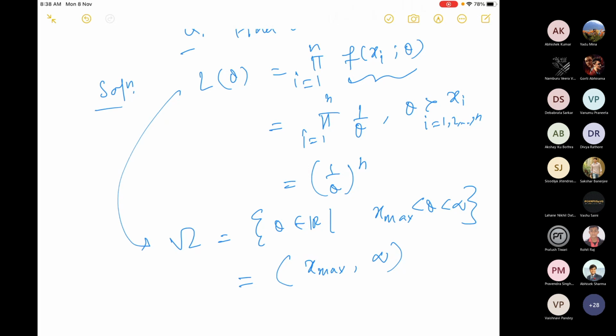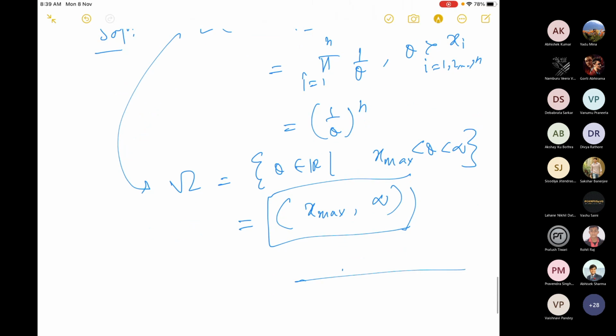Now see here, depending on the sample data, you get your parameter space. So this is my real line. You can observe these values. Let's say the maximum is x max here, and then your domain is from this point up to infinity. Whatever the sample you get, accordingly you get this x max. So the parameter space changes depending on your sample data.